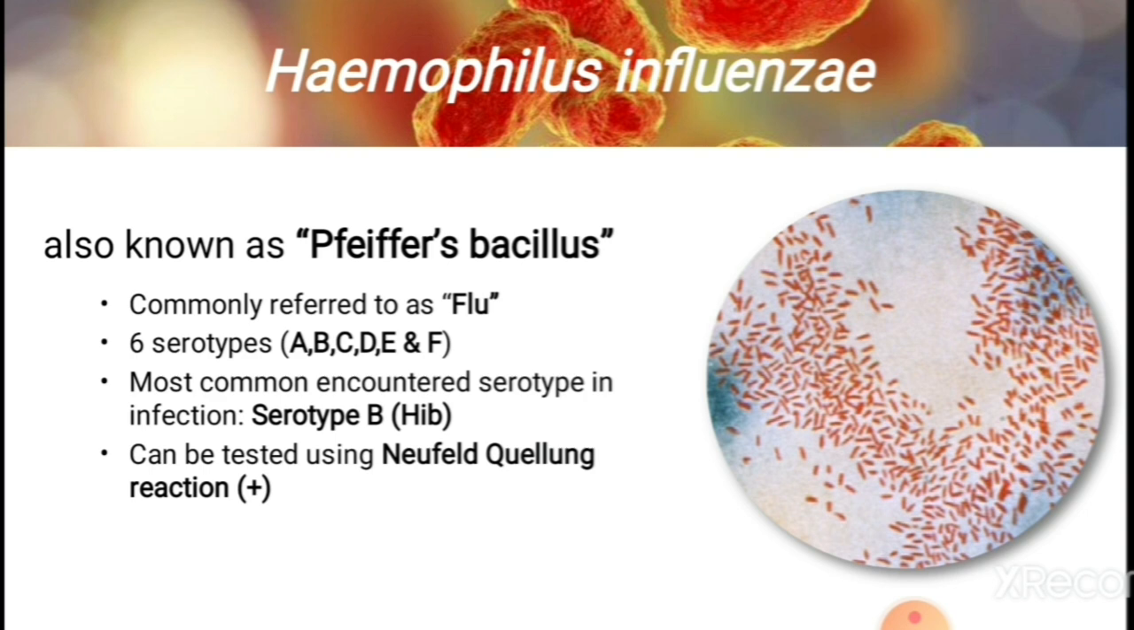They have smooth drop-like colonies on our chocolate agar plate, and then they need X and V factors on our nutrient agar, and they show satellitism near S. aureus colonies. They also show pleomorphism from our clinical specimens. So Haemophilus influenzae is the most pathogenic species of our Haemophilus genus.